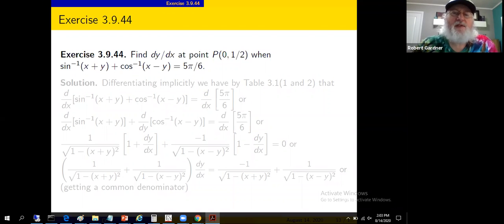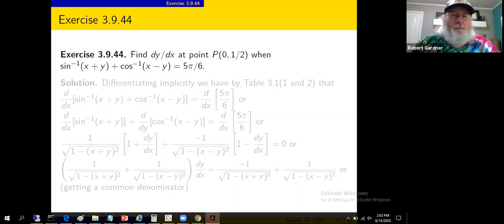Okay, this is a little bit different. They say find dy dx at the point 0, 1/2 when we have a relationship between x and y given by the equation sine inverse of x plus y plus cosine inverse of x minus y equals 5 pi over 6. All right. Instead of just cranking out a bunch of simple little derivatives, they've given us this.